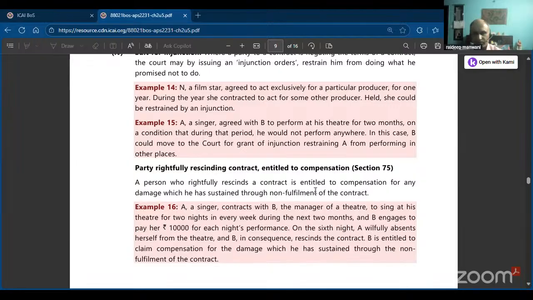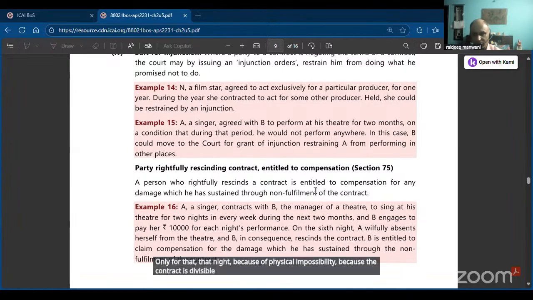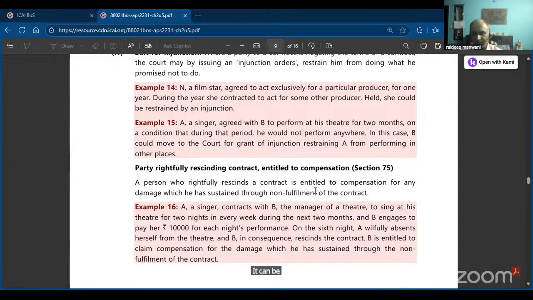Sir, if she doesn't come and perform, the contract becomes null and void only for that night because of physical impossibility. Because the contract is divisible. What the contract is? It can be broken down into parts. Remember divisible, 60 kgs, 40 kgs. Can anybody explain what she's talking? Sir, next day she has to come and perform, right? Yeah, if she's well, she can perform the seventh night.